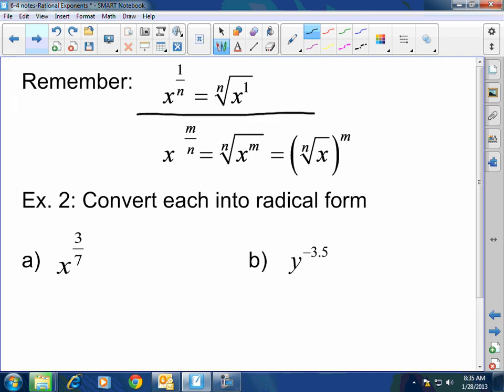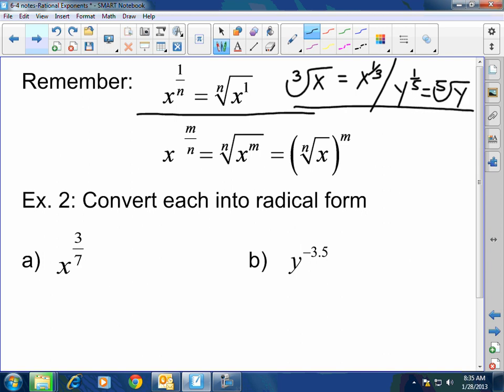When I have x to the 1 over n, that equals the nth root of x. So again, if I have the 3rd root of x, that equals x to the 1/3. Vice versa, if I have y to the 1/5, that equals the 5th root of y. Okay, that's that. Now, sometimes the power of the radicand is not going to be a 1.